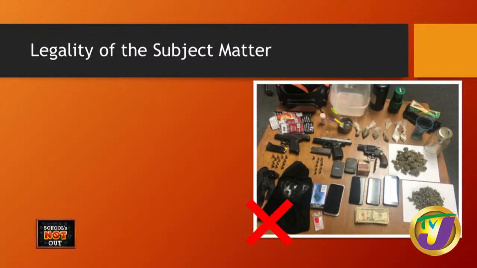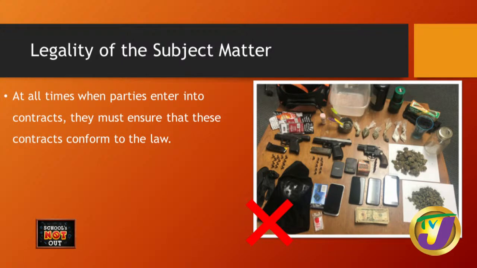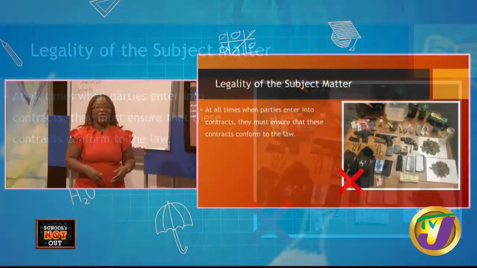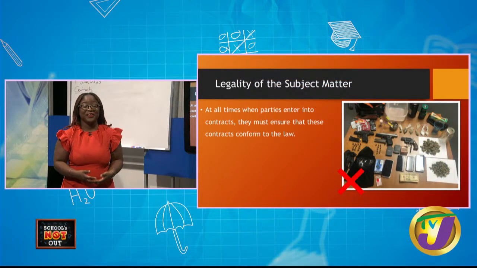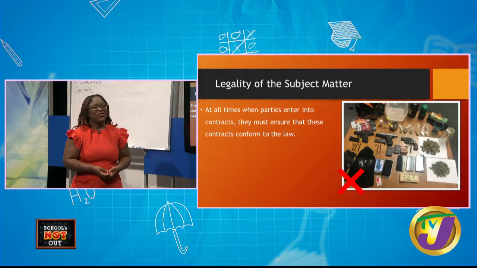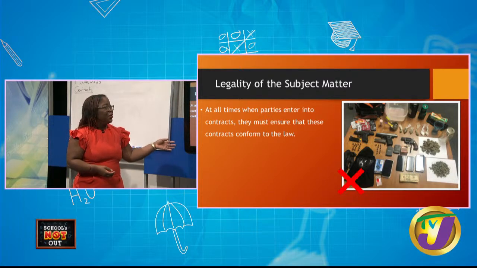Okay, then we have legality of the subject matter. Now, I'm sure you know that we cannot get into contracts about illegal substances. So you cannot sign a contract to, let's say, carry some illegal guns or move some drugs from one person to another. And if there is no carrying out of that contract by one party, you cannot really take that to court because it's illegal. What you're doing is illegal. Therefore, we can't enter into contracts legally when the subject matter is of anything illegal.